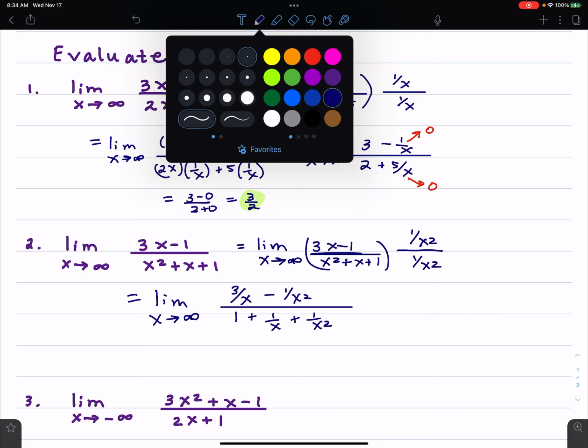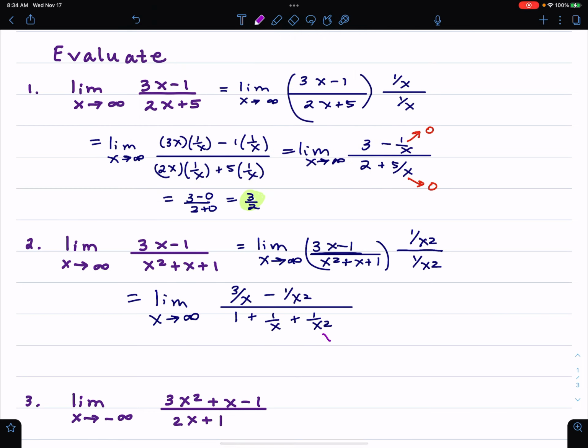These pieces here, those have limit 0. In fact, everything has a limit 0 except this 1 here. So this gives 0 minus 0 on the numerator, 1 plus 0 plus 0 on the denominator. That's 0 over 1, and that equals 0.